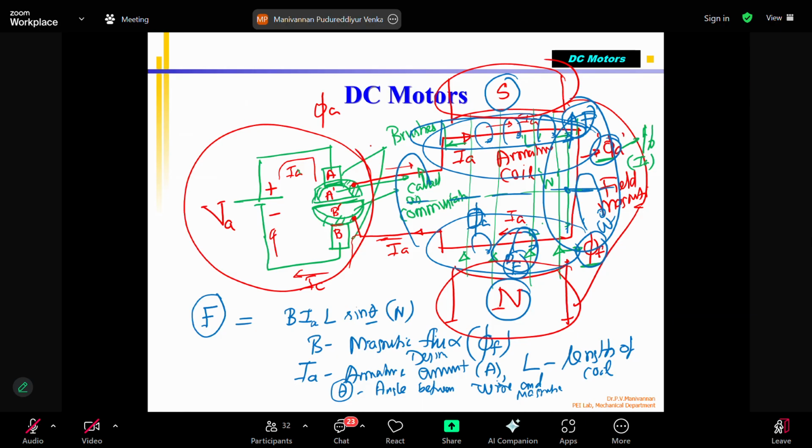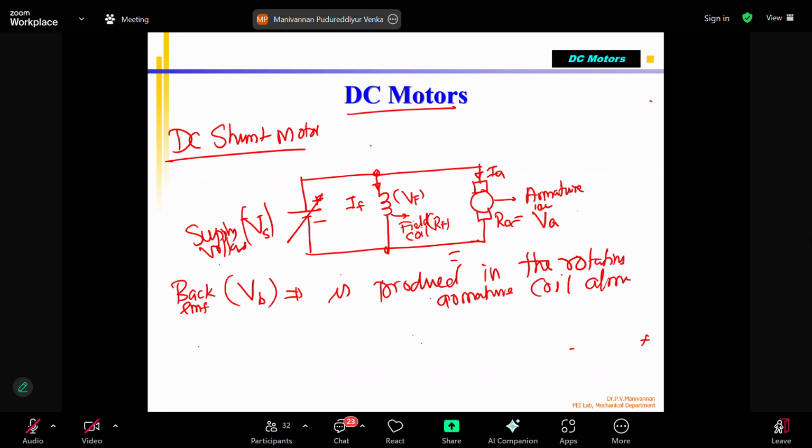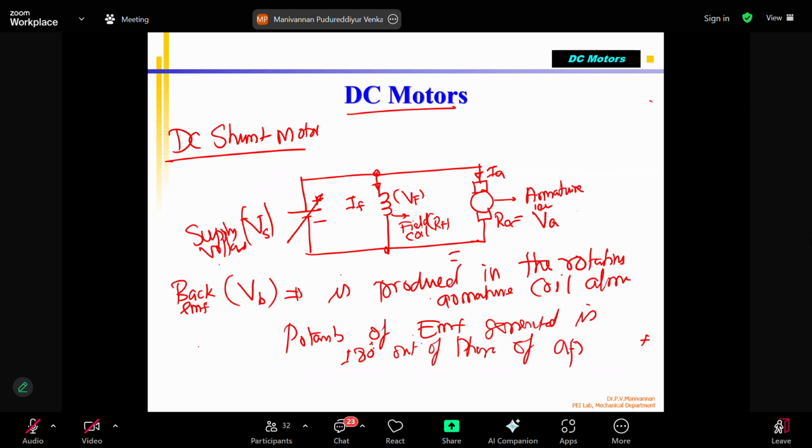That voltage is called back EMF because the polarity of the voltage produced in the armature, the polarity of the EMF generated, is 180 degrees out of phase of the applied armature voltage. Please note that we are applying armature voltage.